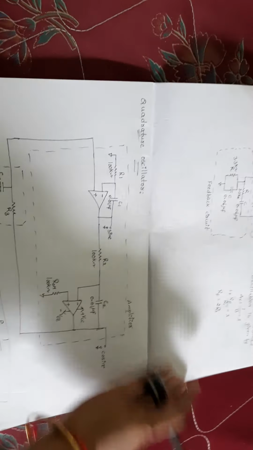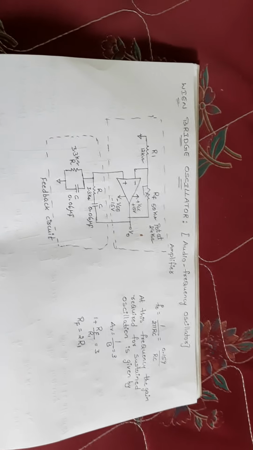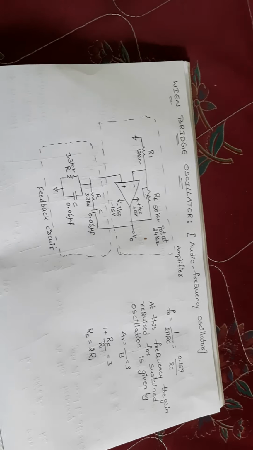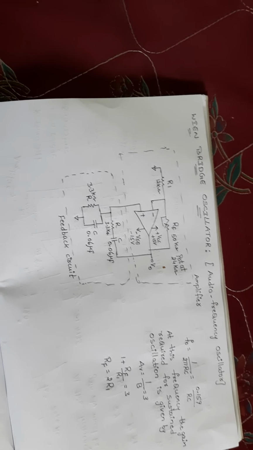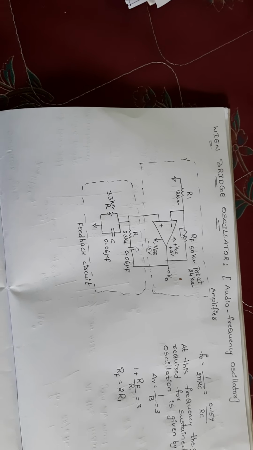Okay, so the next topic is the Wien bridge oscillator. This is the Wien bridge oscillator. All these oscillators operate in the audio frequency range. For this Wien bridge oscillator, the total phase shift provided is 0 degrees.